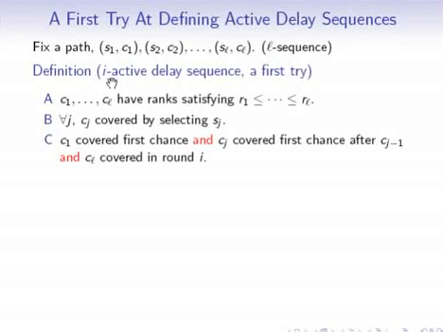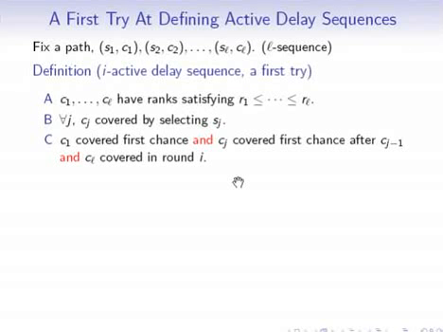So then we're going to try to define an I-active delay sequence as follows. First of all, all of the ranks must be sorted. The second thing that must happen is each node Cj must be covered by selecting the corresponding node Sj. And the final thing is C1 is covered the first chance, and Cj is covered the first chance after Cj-1, and finally Cl is covered in round I.